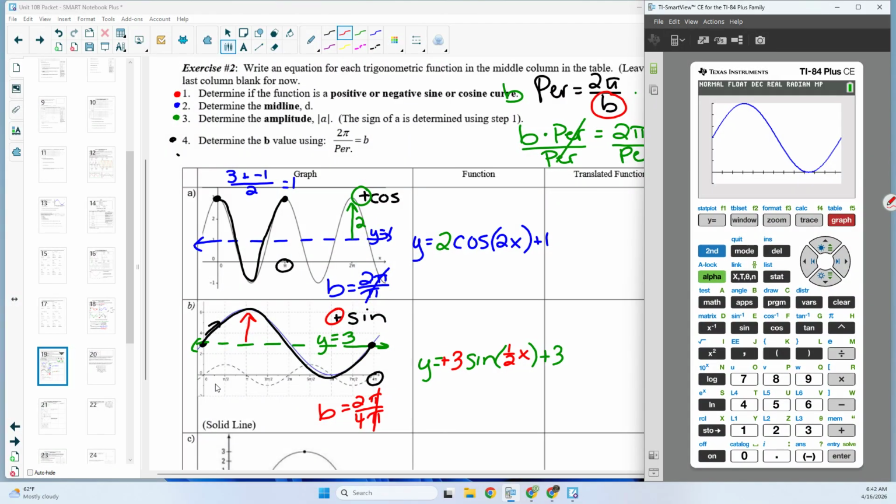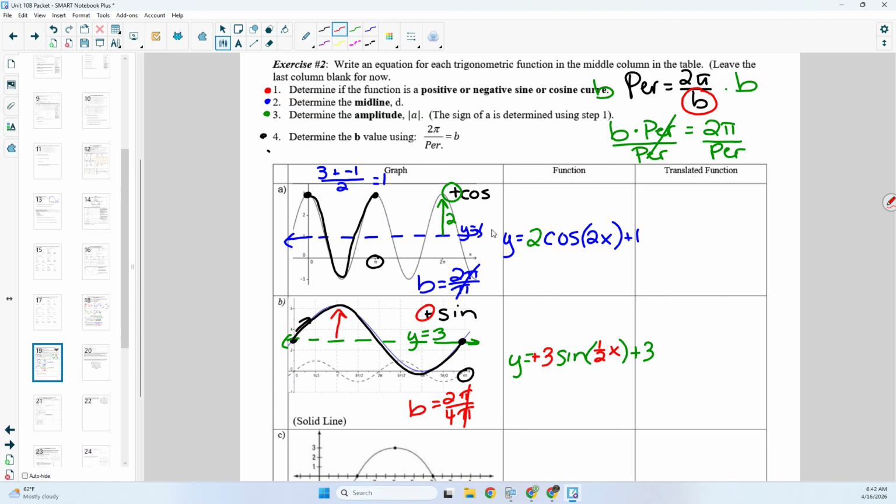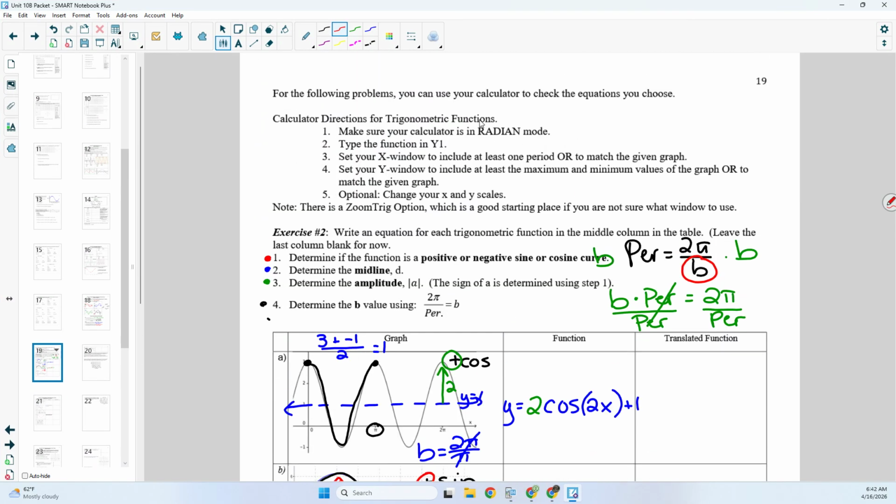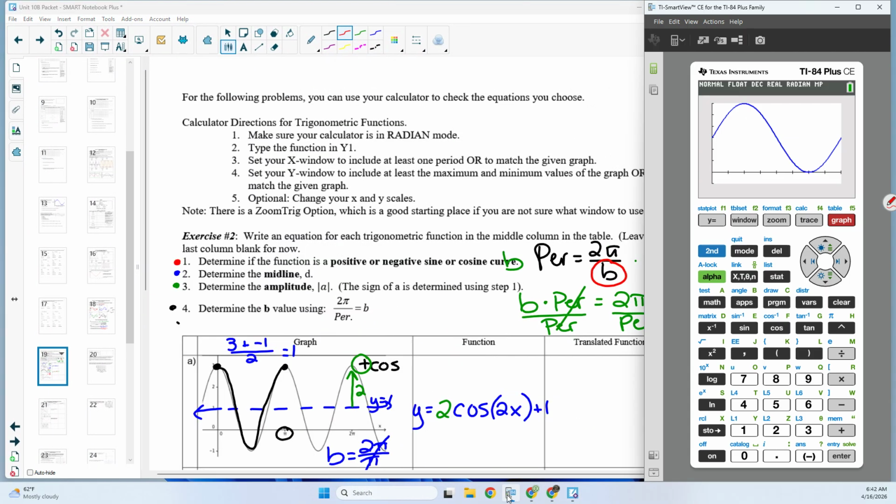If I wanted to match up this scale and make my lines exactly the same, so this is a pi over 2 for my scale, I can put pi over 2 in here. And then you'll see the exact hash marks that match up with this. So that's extra, but that is something you can do. So those directions are up here as you go through.